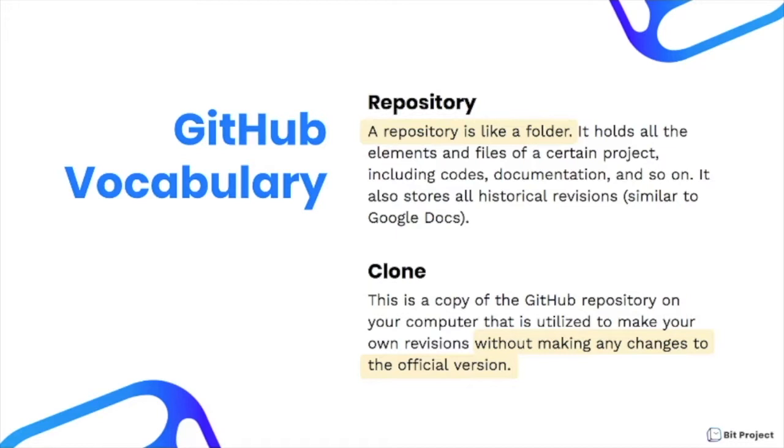Cloning is making a copy of a repository and putting it into your own editing application on your computer. This is important because when you make this copy, you only make changes to your own copy and not to the official version. We'll get into how to actually change the official version later on.